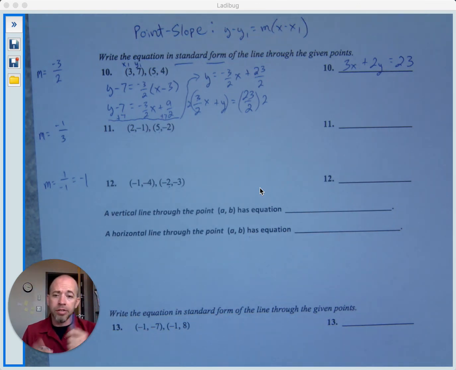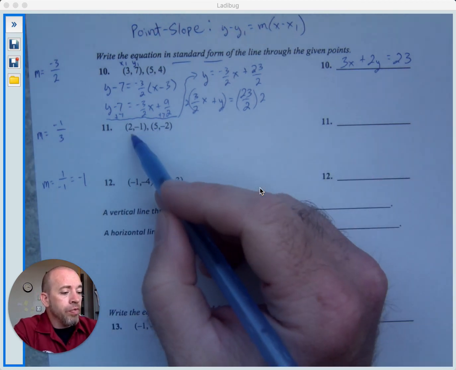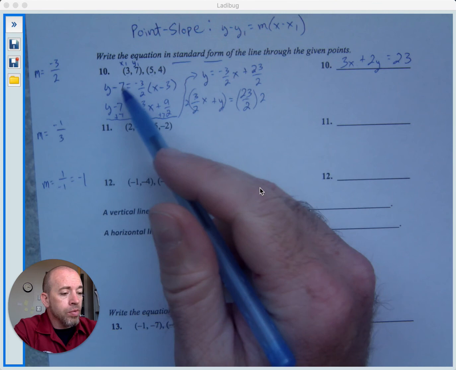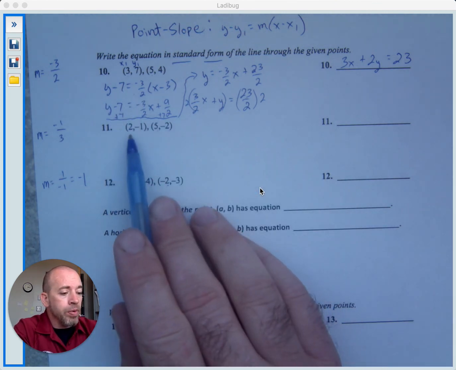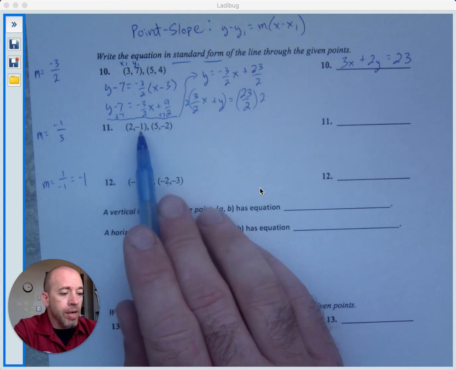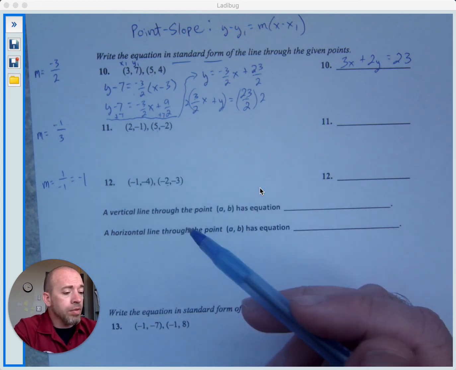Again, this might be a great time for you to pause and try to do this one on your own, and then compare it to what I'm going to do right now. So, let's see. Found the slope already, right? So let's work on point-slope form. I'm going to use the first point. I'll make this my x1, this my y1. Again, either point will do, whichever one you want to use.